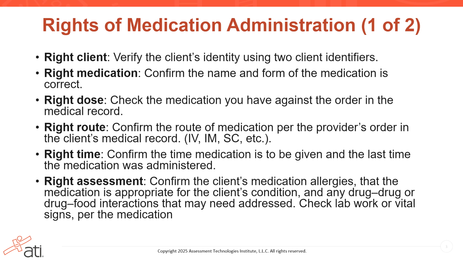So, right client, we know that we have to use 2 patient identifiers. You'll ask them, what's your name, what's your date of birth? In the hospital, we'll usually scan their armband and it'll pop their name up on our computer. Right medication: we want to make sure that we have the right medication, and we have completely looked that over. You should look a total of 3 times over your medications. Right form: make sure we're giving it in the right form. Is it supposed to be a pill? Is it supposed to be an injection?